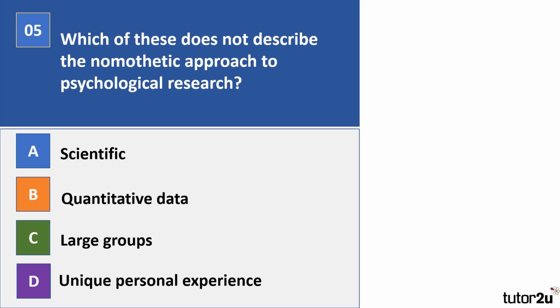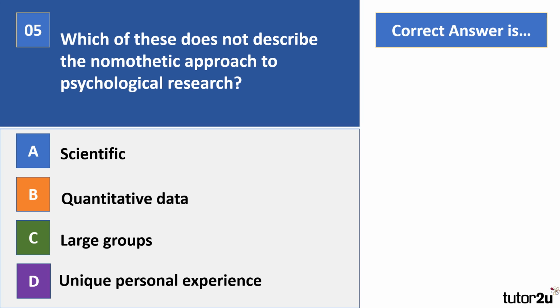Okay, on to question 5. And it is, which of these does not describe the nomothetic approach to psychological research? So have a read through, pause your video and get ready with your answer. All right, the correct answer there is D.